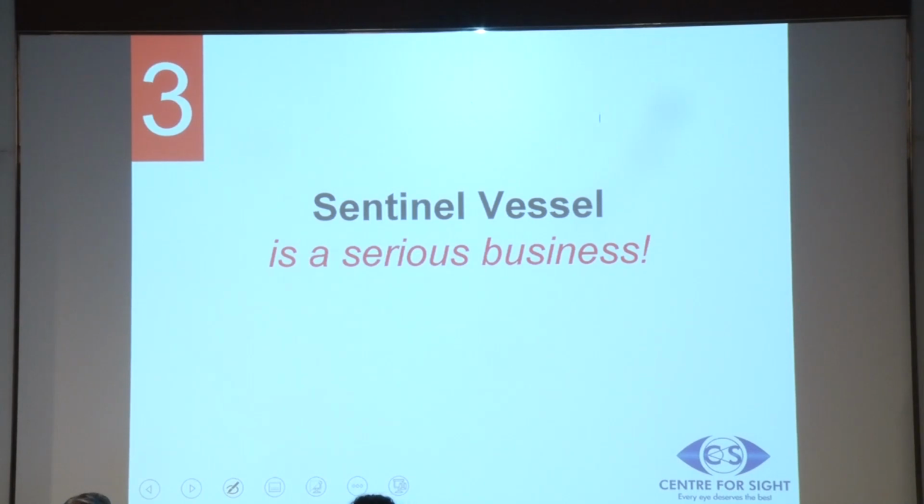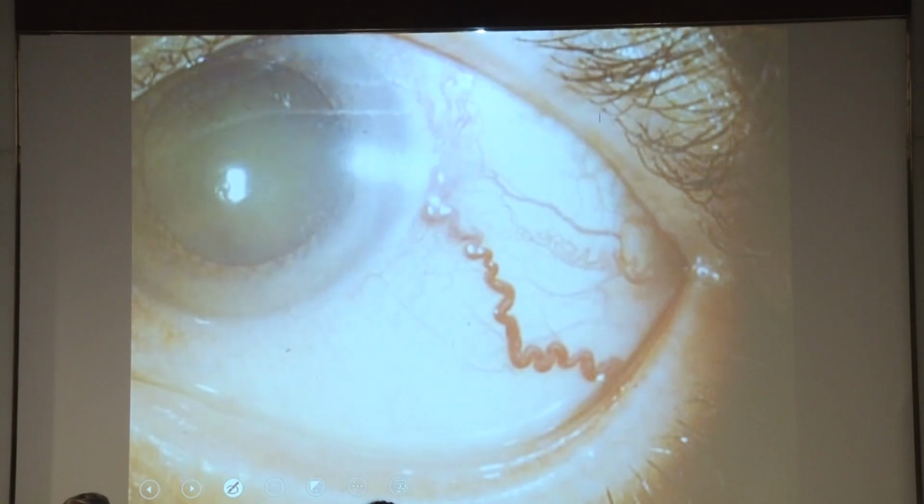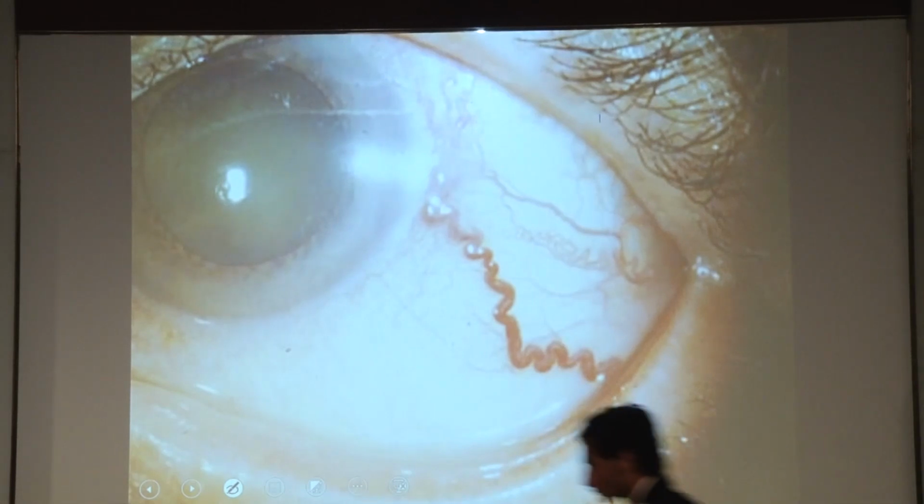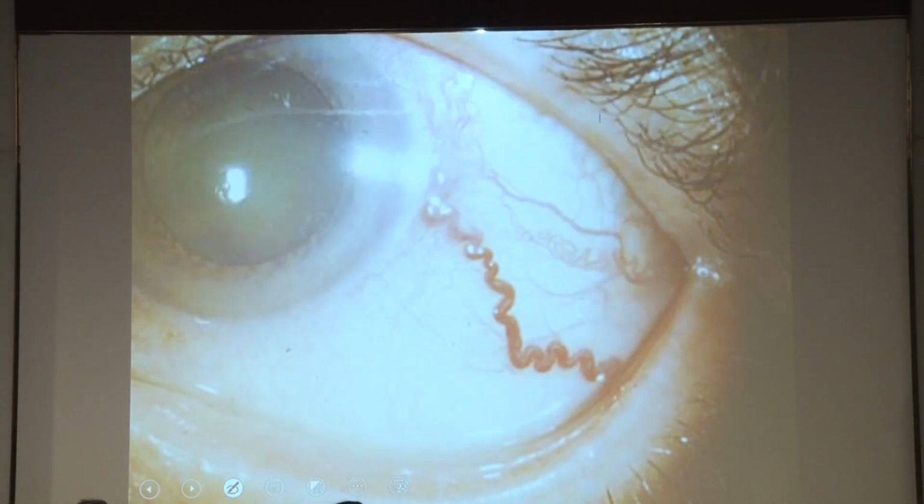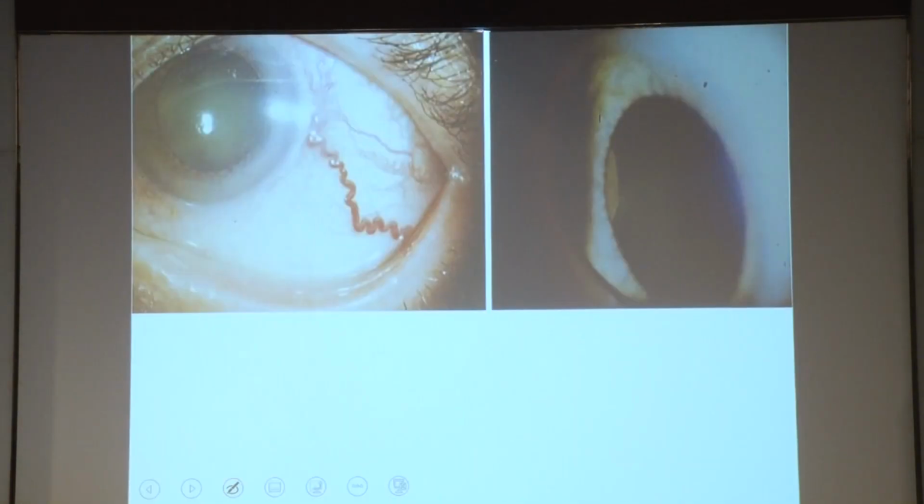The next tip is that if you see a sentinel vessel, then it's a serious business. Like this patient, he may have cataract, he may have high pressure, he may have neovascular glaucoma, but unless you have done a good imaging, and what is the best imaging in such patients when you see a sentinel vessel? UBM is the best, because you tend to expect the tumor in the ciliary body, not in the choroid. Sentinel vessel is a hallmark of or a harbinger of a tumor in the ciliary body.